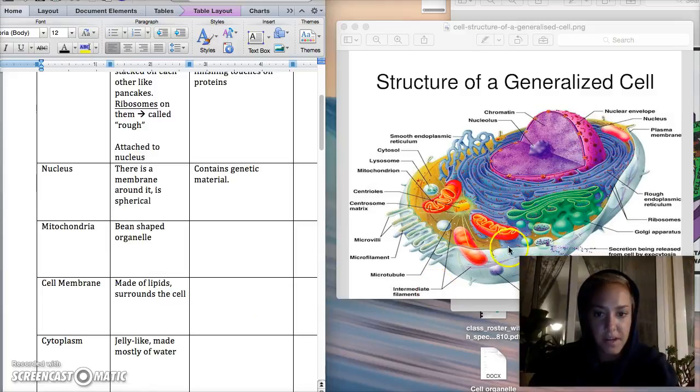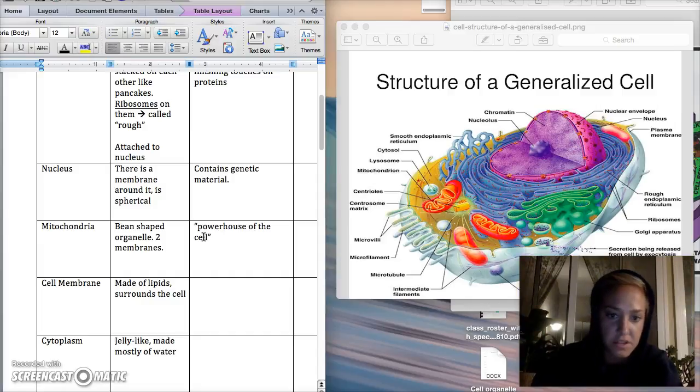Mitochondria. Okay, so the mitochondria is these red things right here. They look kind of like beans, so that's what I put for the structure. Technically, if you went to higher levels, you would talk about that they have two membranes. So if you're really interested, you could say that there's two membranes in this organelle. Not that important for this class. But the function of the mitochondria is super important. The function is it's basically, you've probably heard this before, the powerhouse of the cell.